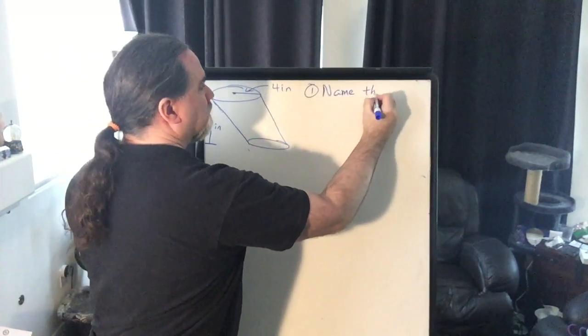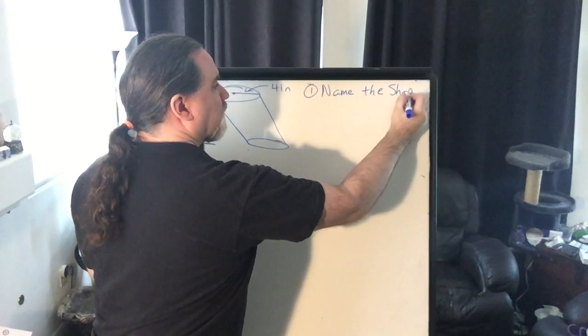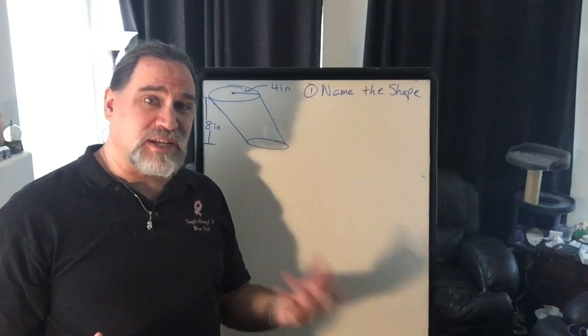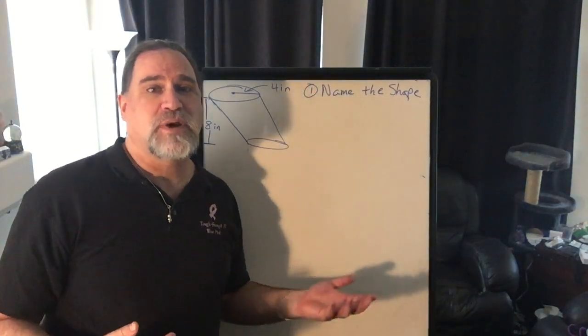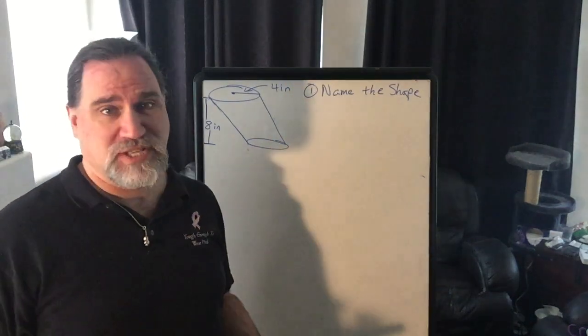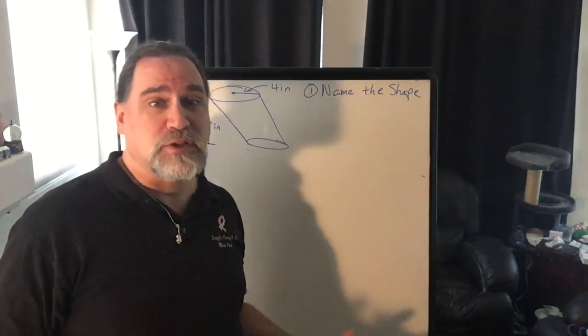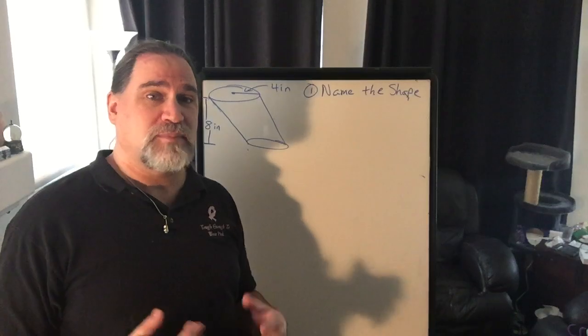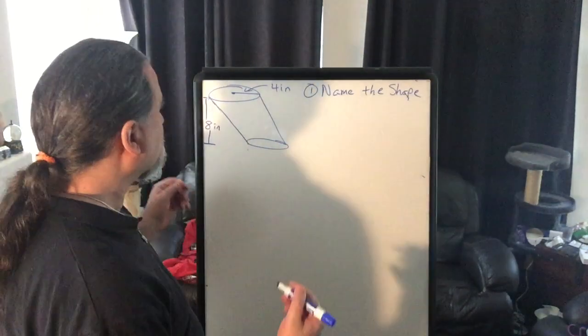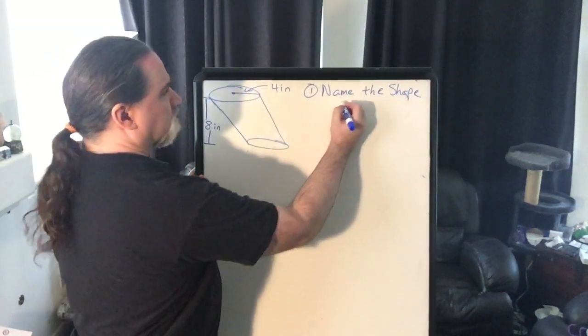Name the shape. Now, why do I want to do that? Well, in the cylinder's case, it doesn't really matter. But when you get into the different types of prisms, it matters quite a bit, because at that point you're really naming what the base is. If you call it a triangular prism, you're telling me it's a triangle. If you're naming it a rectangular prism, you're telling me the base is a rectangle, and so on. Okay? So, cylinder.